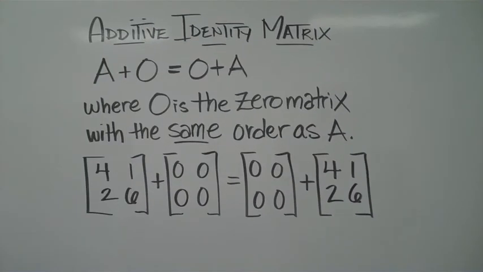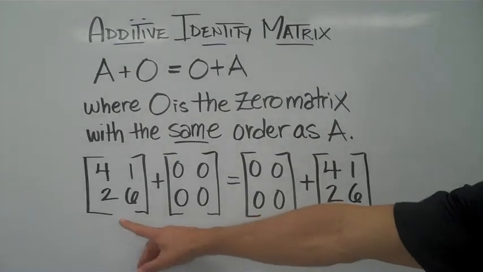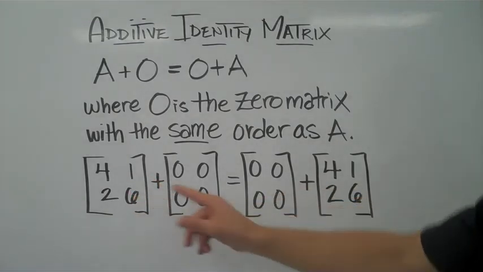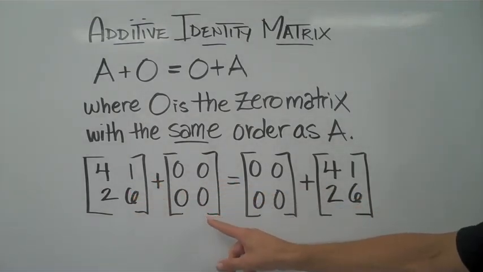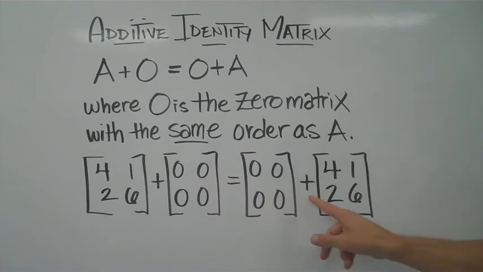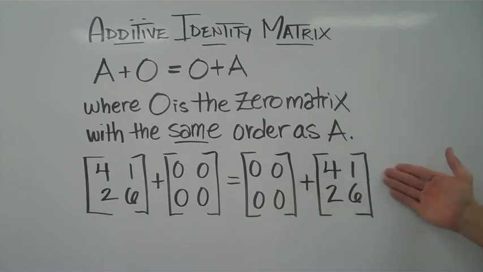With our numbers, if we take a number like 4 and we add 0, we get 4, and that's called the additive identity. With matrices, we find the same thing. The additive identity matrix says that a matrix A plus 0 is the same as 0 plus matrix A, where 0 is the 0 matrix with the same order as A. For example, if A is defined as 4, 1, 2, 6, a 2 by 2 matrix, plus the 0 matrix, which is also 2 by 2, that's the same as saying the 0 matrix plus the 4, 1, 2, 6, 2 by 2 matrix.